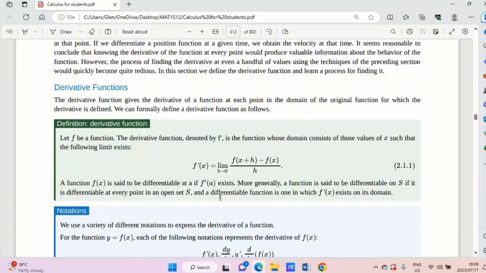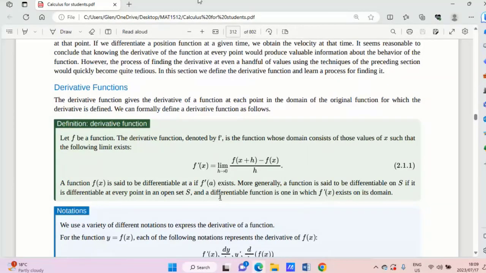It says, let's look at this definition. Derivative function, it says, let f be a function. The derivative function denoted by f prime. Do you see that prime? That symbolizes the derivative. Correct me if what I'm saying doesn't make sense. Please do say so. You dealt with derivative in matric. So it's just a continuation.